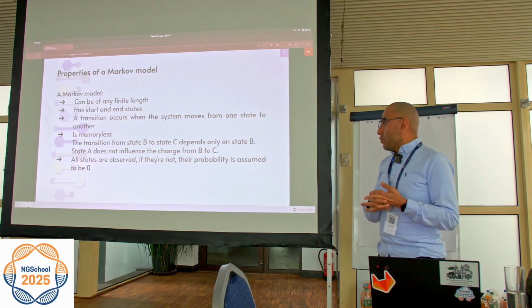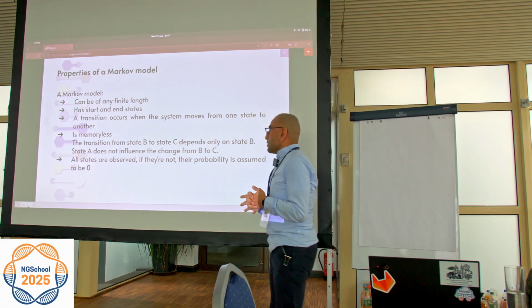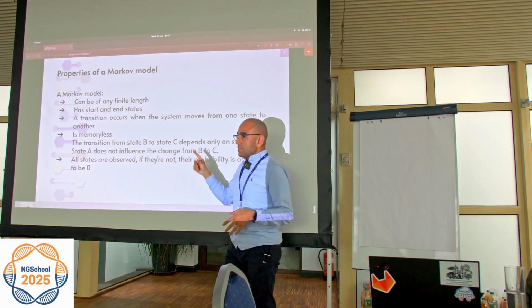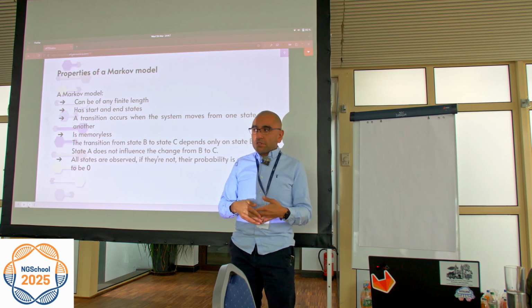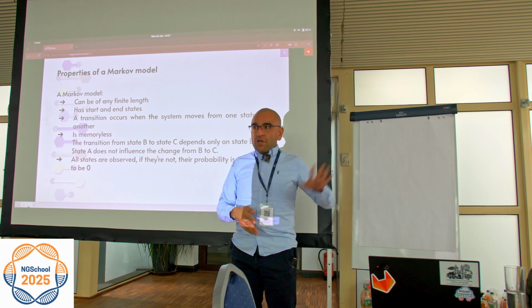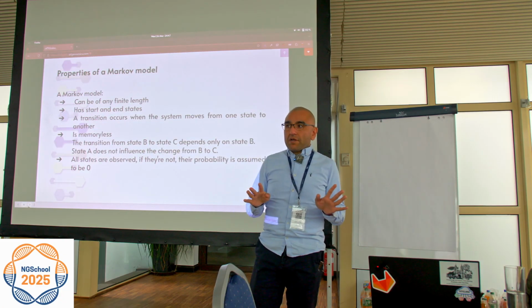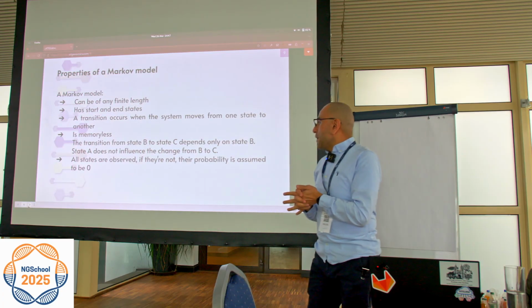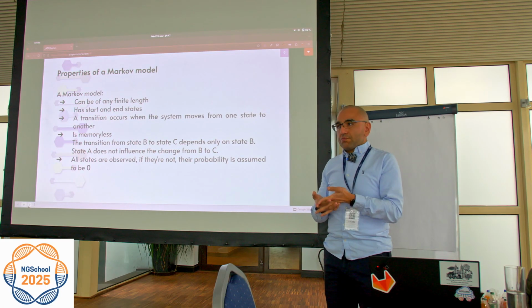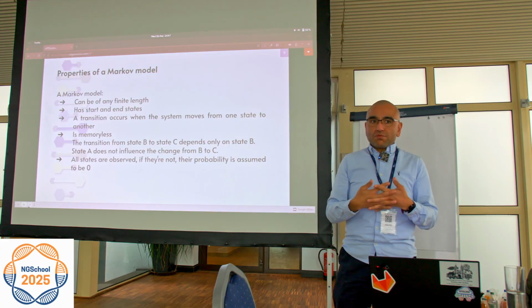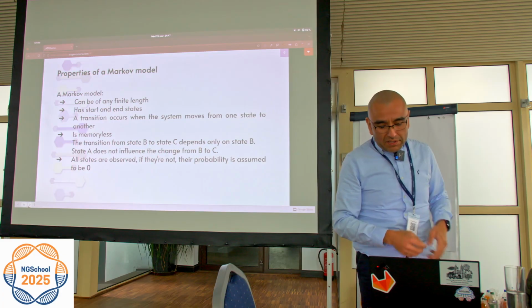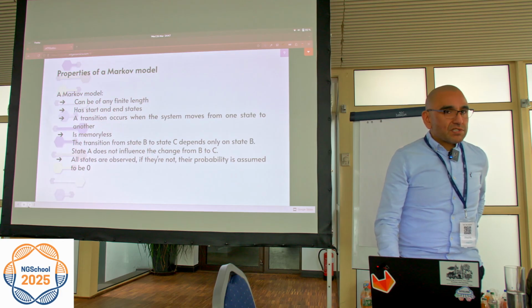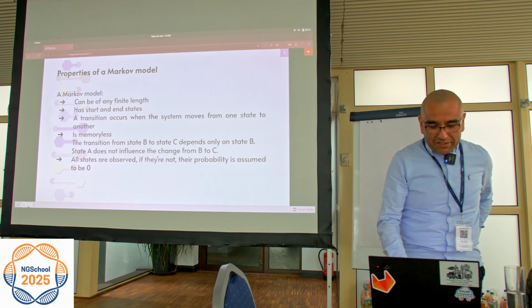But probably one of the most important parts of a Markov model is that it's memoryless, meaning that the transition from state B to state C depends only on the current state, in this case, state B. That is, whatever happened in state A doesn't really matter for the transition from B to C. All the states in the model are observed, and if we cannot observe them, we assume that their probability is 0. But that's a Markov model, and Markov models are not particularly widely used in bioinformatics.